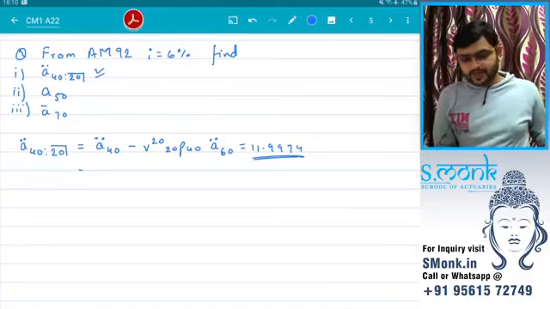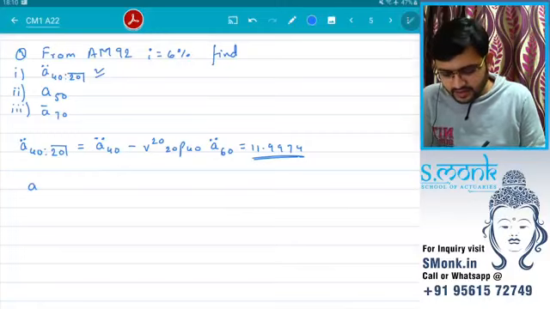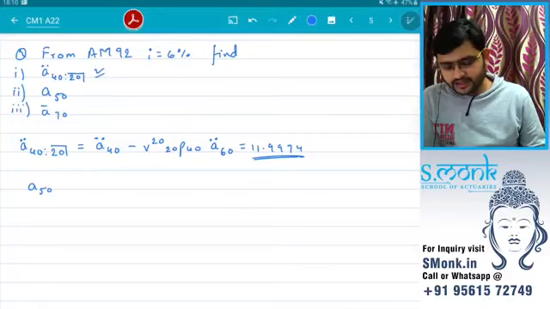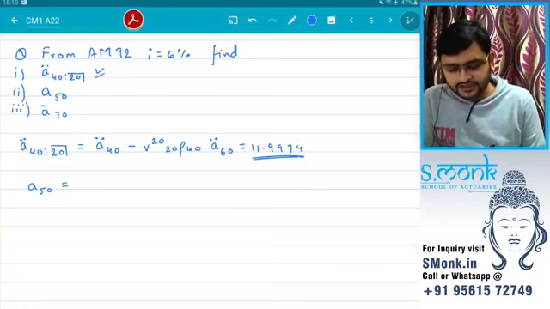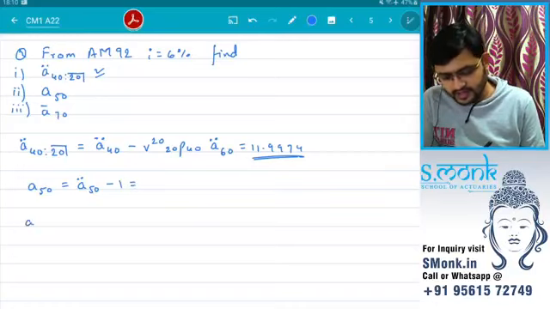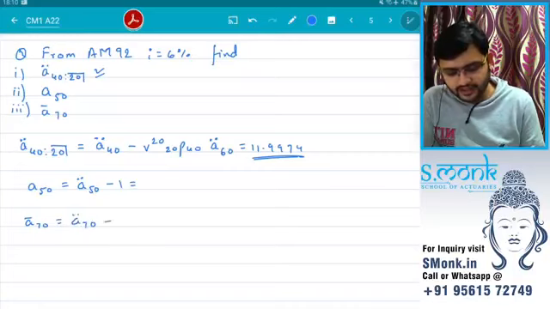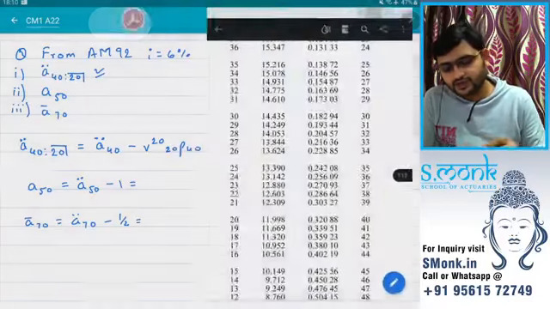Okay, so I'm back, and next is A50. This is a life annuity in arrears. We always have annuity due in our tables, so it will be ADU 50 minus 1. And A bar 70 will just be ADU 70 minus half. This is approximate, but it is the closest that we can get to.